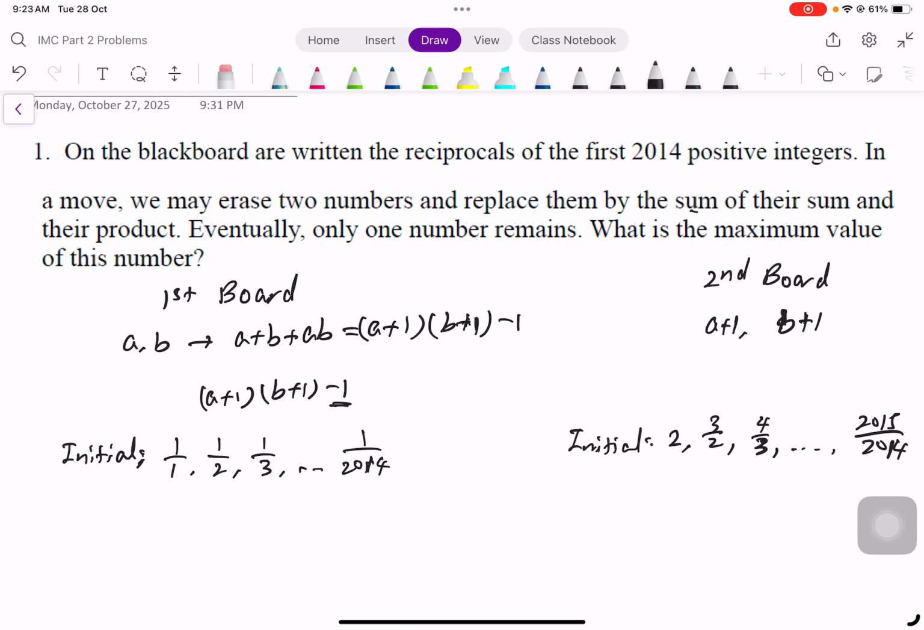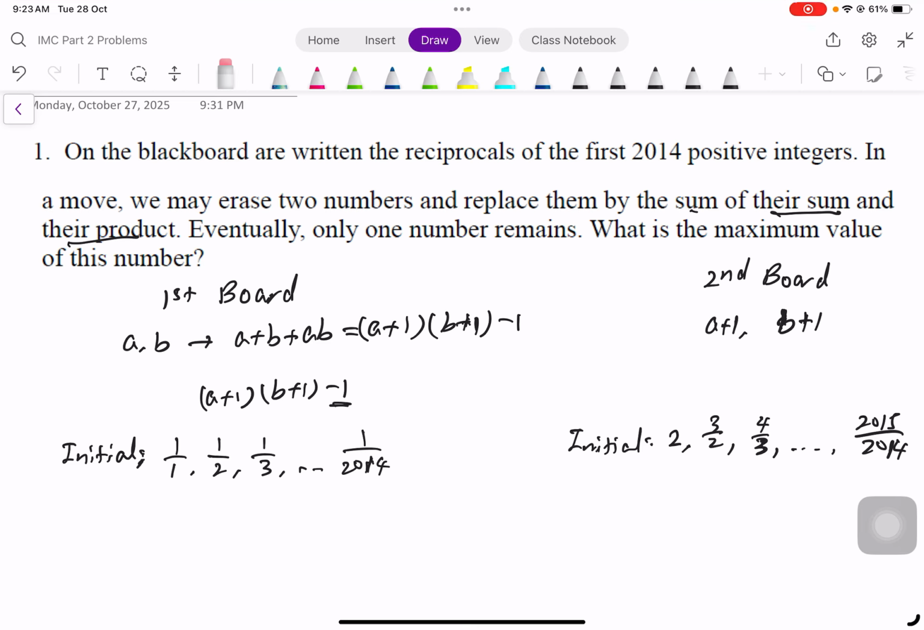On the blackboard are written the reciprocals of the first 2014 positive integers. In a move, we may erase two numbers and replace them by the sum of their sum and their product. Eventually, only one number remains. What is the maximum value of this number?